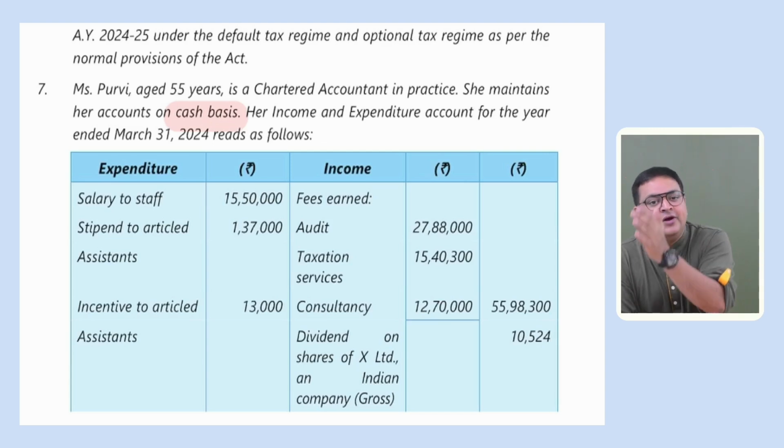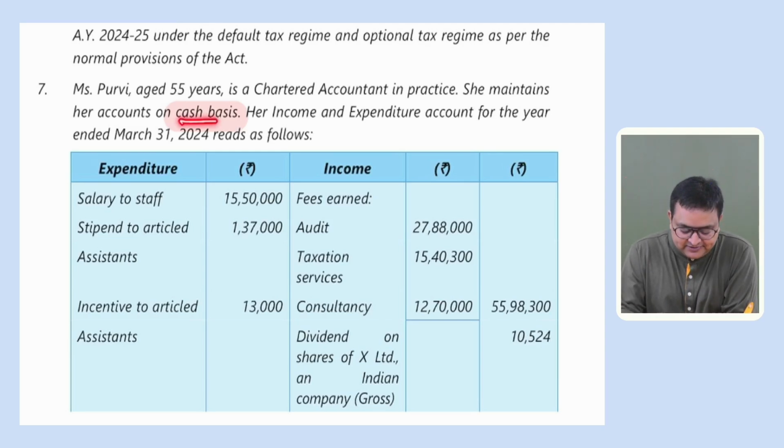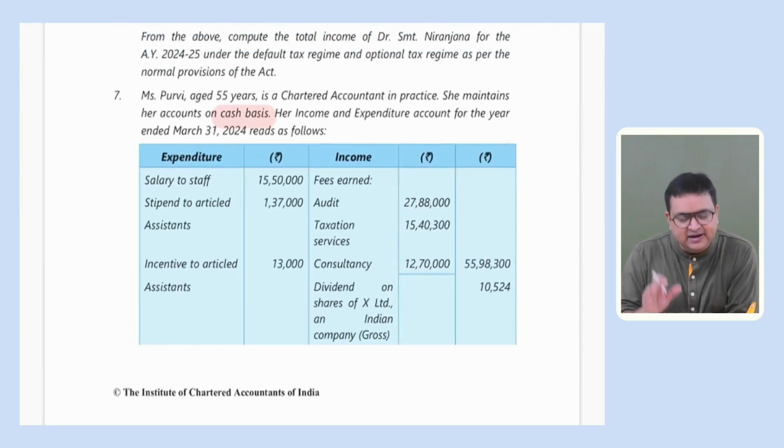We have to take all our income on cash basis, right? On payment basis or on receipt basis. So here all your expenses should be taken on payment basis, and all your income should be considered on receipt basis. Her income and expenditure account for the year ended 31st March 2024 reads as follows. Okay, so again an income and expenditure account is provided to us. So let's read the expenses side first.